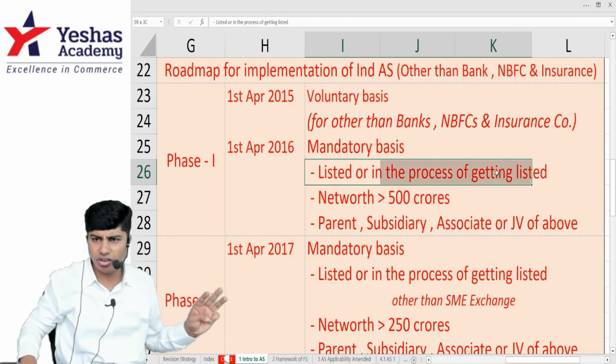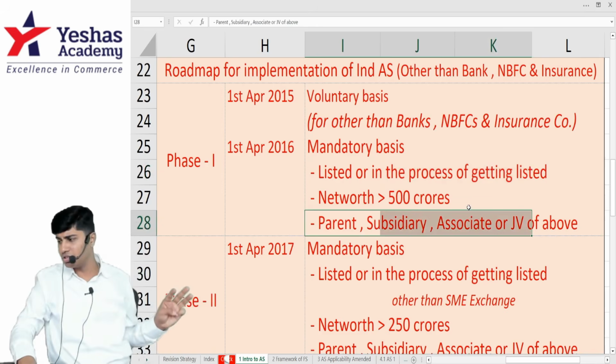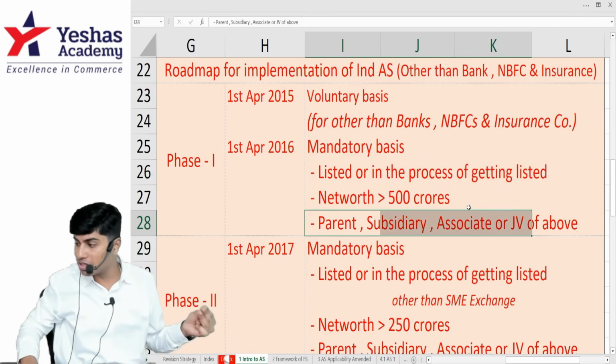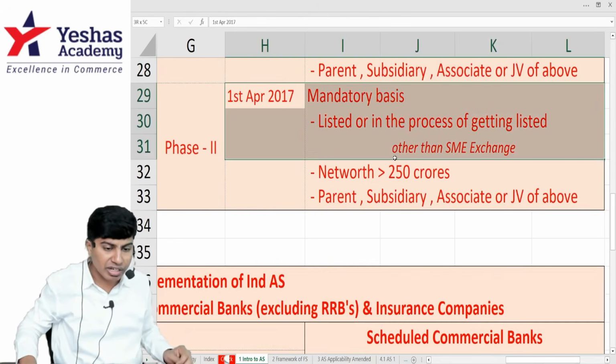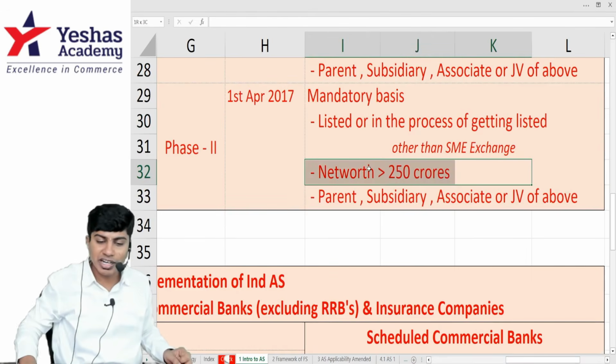Let's say I am not listed or in the process of getting listed. I don't have a holding, subsidiary, associate or joint venture also. To me, Ind AS becomes applicable from April 2017. Why? Because my net worth is more than 250 crores.